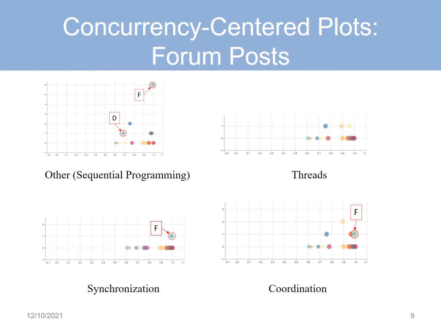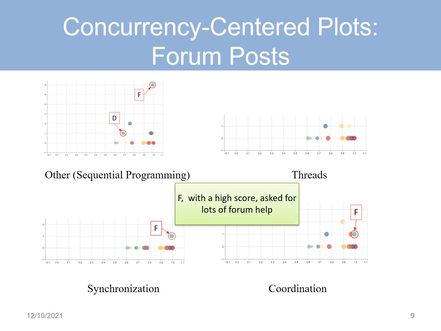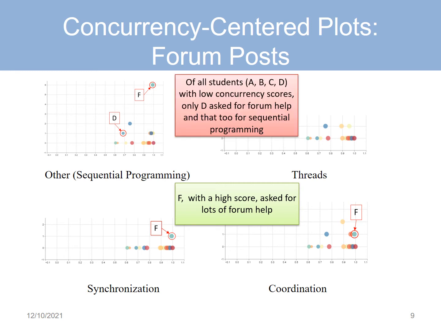Here's what we find from these visualizations. There were indeed some students, in particular F, who achieved a high score, but also made a lot of Piazza posts. Of the low performing students, only D asked for some help, and that too for sequential programming and not coordination, with which they actually struggled. So maybe these low performing students made a lot of office hour visits.